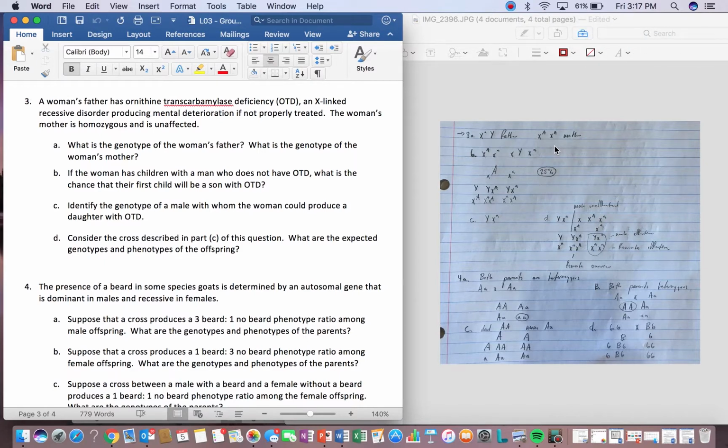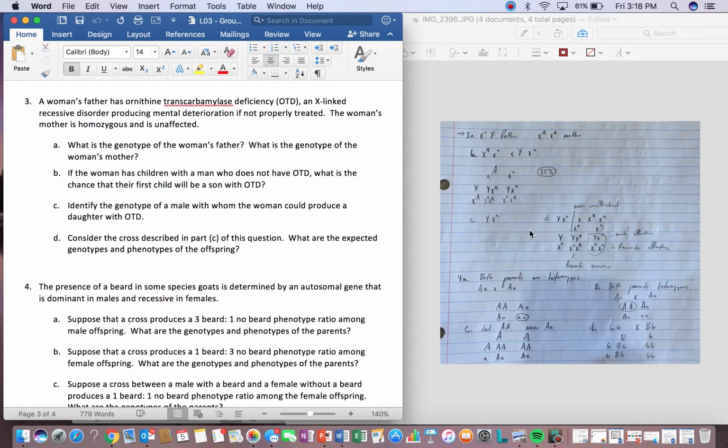For B, it asks if the woman has children with a man who does not have an OTD, what is the chance the first child will be a son with OTD? With the mother, we know that she's heterozygous, as well as the father. The X-link on his is dominant, and so it doesn't have an effect on him. If we do this cross right here, we notice that because the female is heterozygous and the X chromosome is affected, that would be passed to 25% of her sons in that cross.